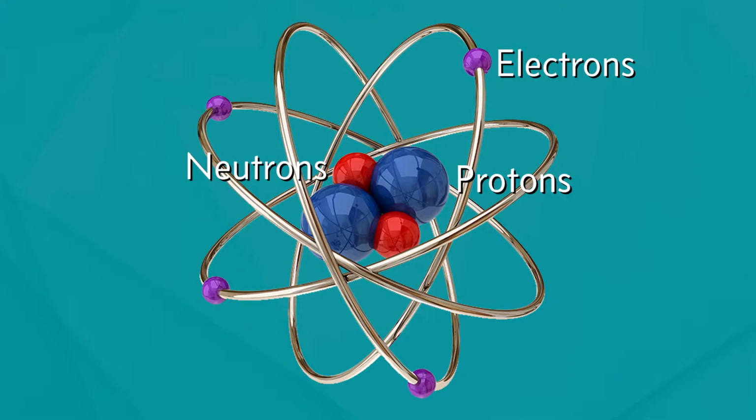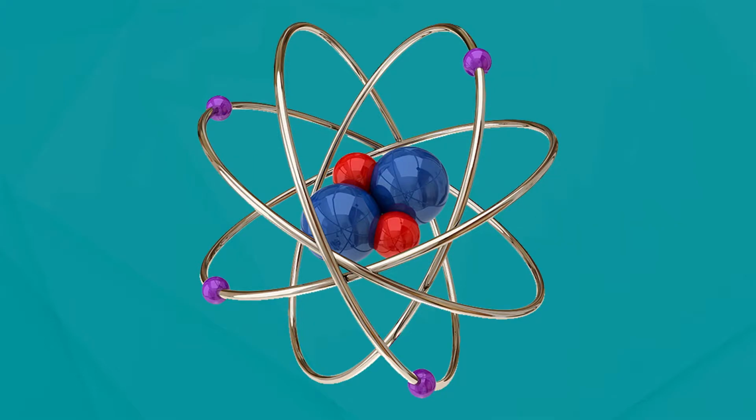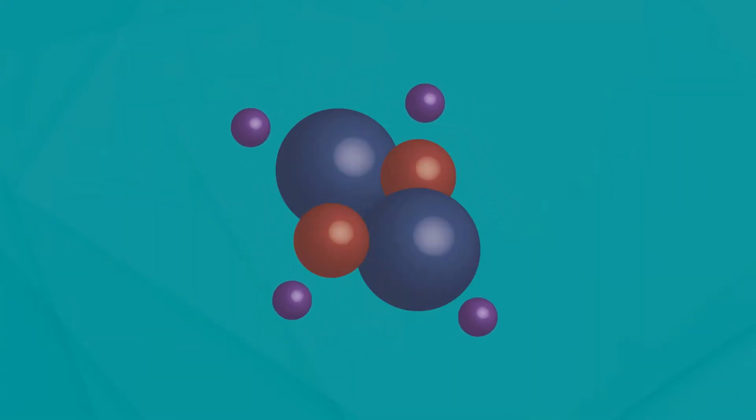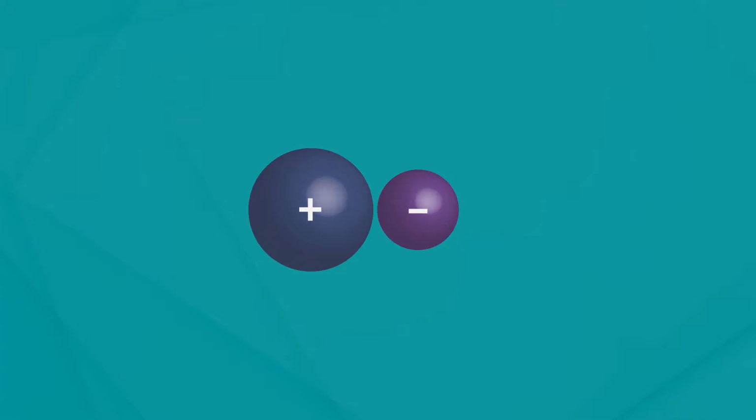The center of an atom is called the nucleus. It's where protons and neutrons are found. Protons have a positive charge and neutrons have no charge. The electrons, which have a negative charge, spin around the nucleus in shells. They remain a constant distance from the nucleus. The positively charged protons and the negatively charged electrons stay close to one another because opposites attract.